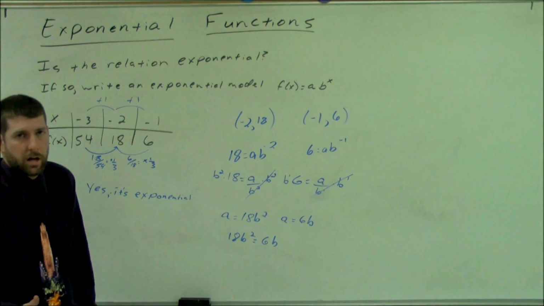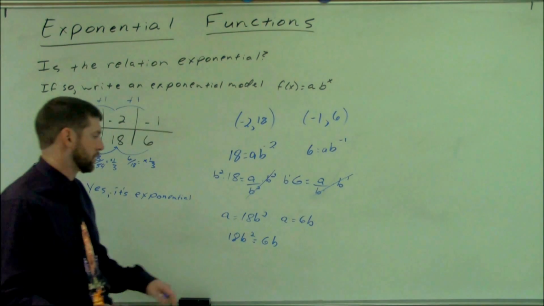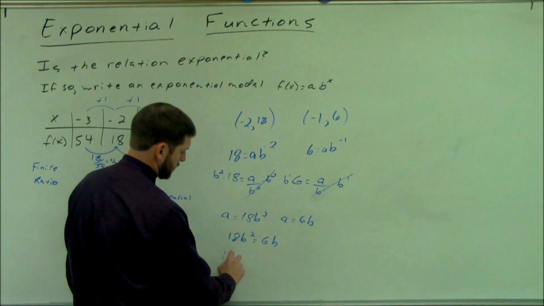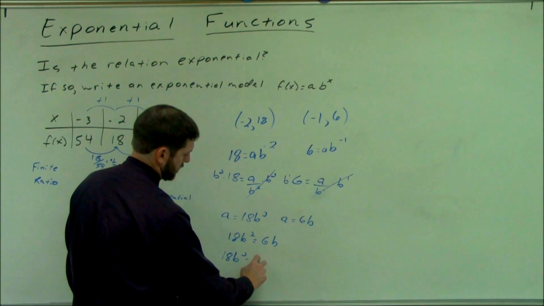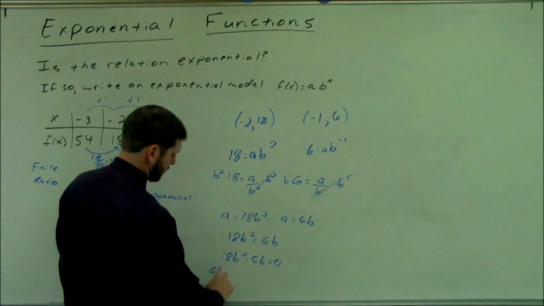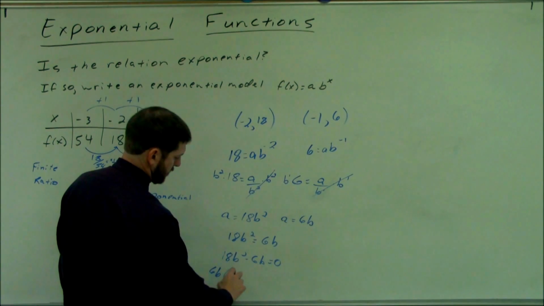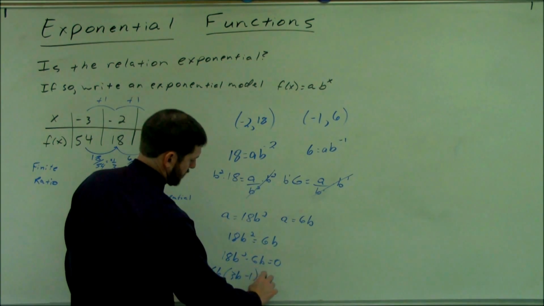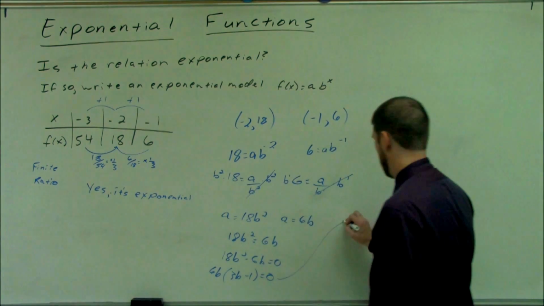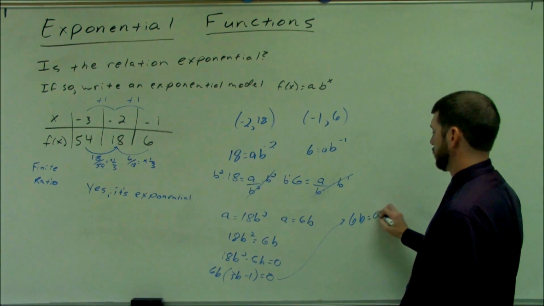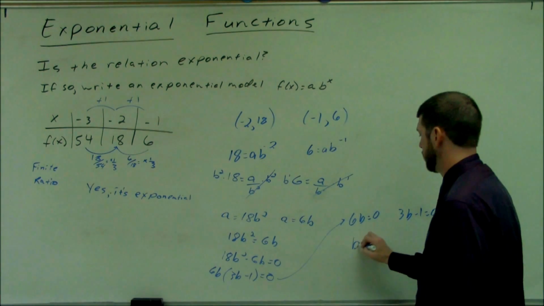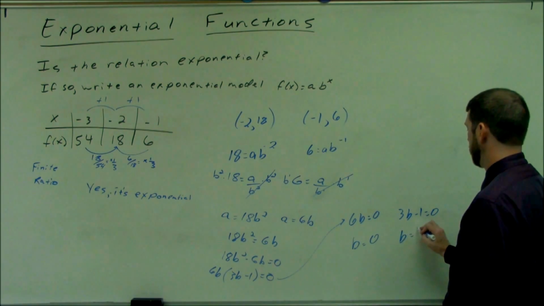How do we solve a quadratic equation with multiple degree variables? We've got to solve it by factoring. Get them on the same side, factor out the 6b that's in common, leaves you 3b minus 1. Set each factor equal to 0. 6b equals 0, 3b minus 1 equals 0, so b equals 0, and b equals 1/3.